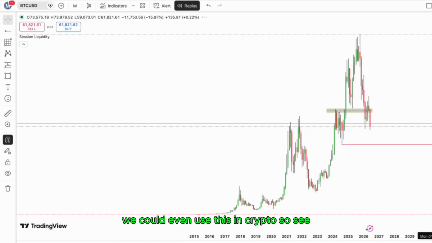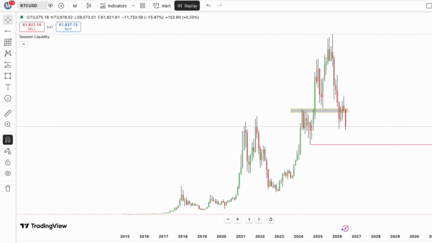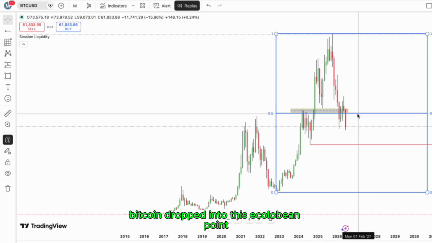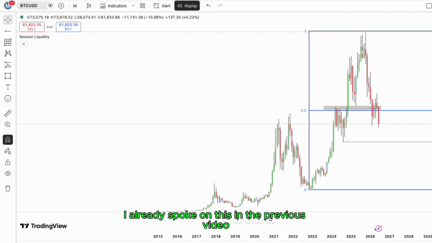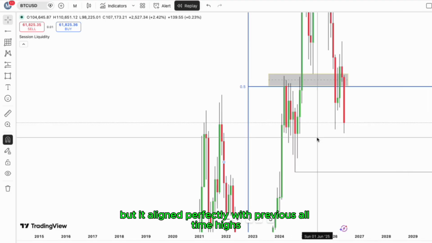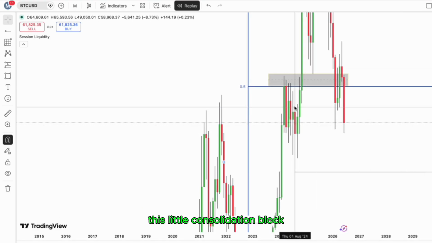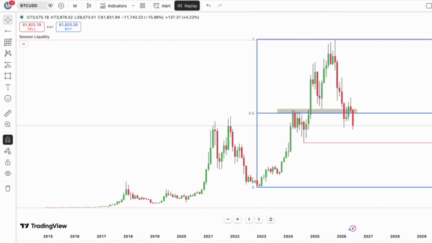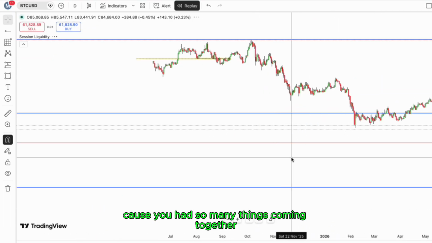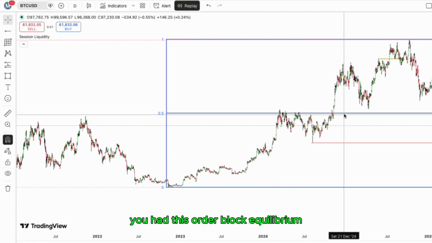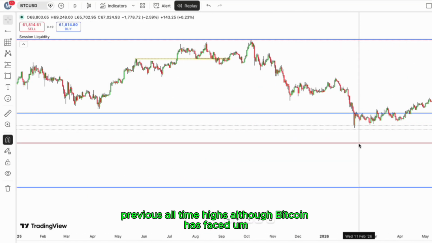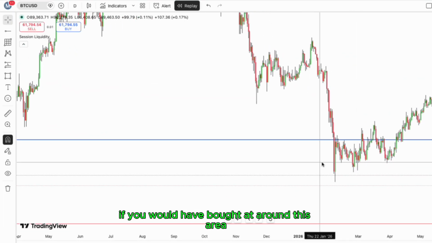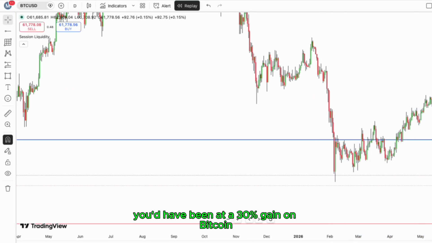We could even use this in crypto. So let's see. We had this low and this high. Bitcoin dropped into this equilibrium point, which aligns perfectly with previous all-time highs. I already spoke on this in a previous video. This little consolidation block, this little order block in the middle of it. And if you would have bought in that price range, because you had so many things coming together, you had this order block, equilibrium, previous all-time highs, although Bitcoin has faced a down move now, if you would have bought at around this area, you'd have been at a 30% gain on Bitcoin.